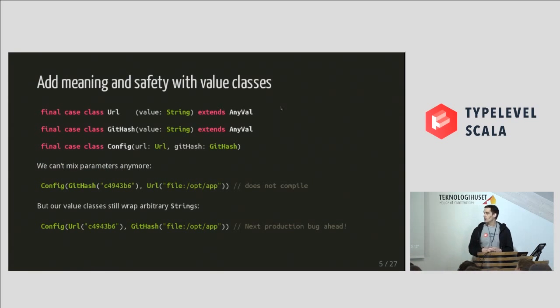We can now add more safety to our program if we introduce simple wrapper classes for these strings that just give these parameters distinct types. So here, a URL and a git hash value class that just wraps the string, and we use it in the config class. And now this line here doesn't compile anymore. This will give us a compilation error because the git hash is not a URL. We've mixed the parameters. But these classes still wrap arbitrary strings. So we can still put a git hash into a URL or vice versa, and this will also lead to a bug.